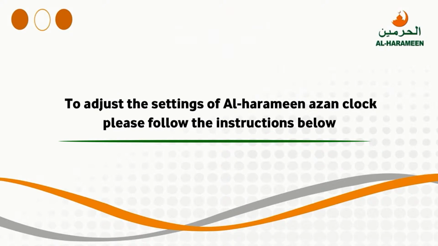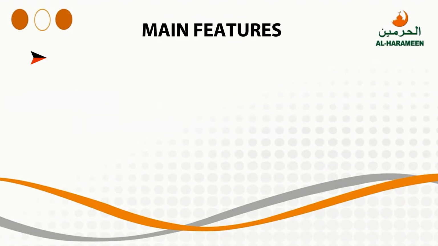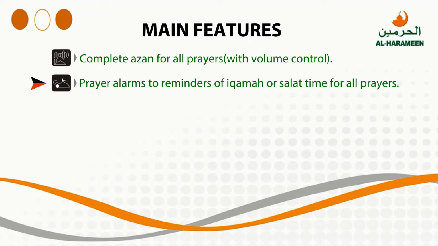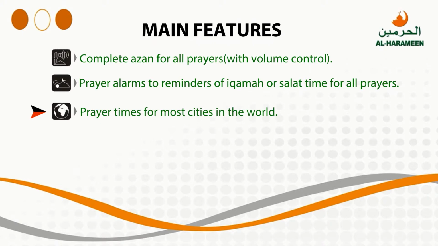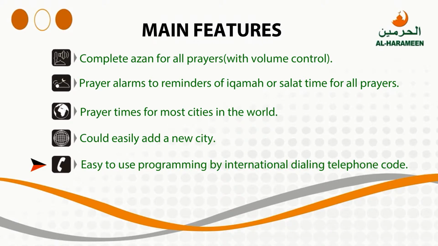To adjust the settings of AL-HARAMEEN Azan clock, please follow the instructions below. Main features: complete Azan for all prayers with volume control. Prayer alarms to remind us of iqamah or salat time for all prayers. Prayer times for most cities in the world. Could easily add a new city. Easy to use programming by international dialing telephone code.